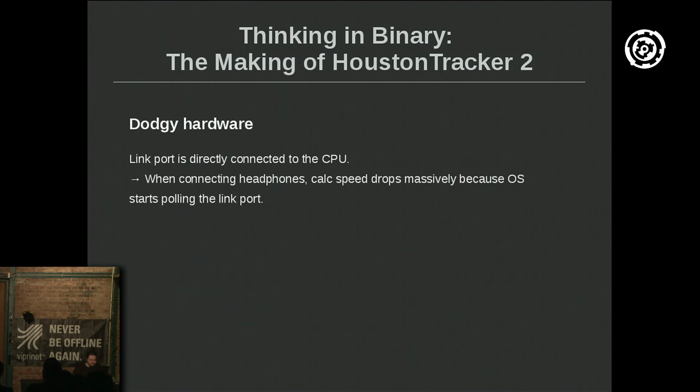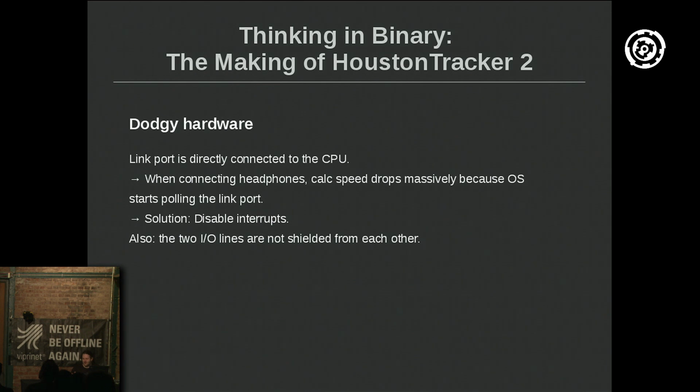Well, you can obviously disable interrupts, and then this polling will be disabled, but you can only do that once the tracker is actually running. So I need to instruct users to please not plug in the headphones before you start up the tracker, which is kind of annoying, but I haven't really found another solution to this. Also, the two input-output lines, as I mentioned, there are two, and HoustonTracker does have stereo, but the two lines are not shielded from each other, which means if you use the stereo, it will be pretty noisy. But, okay.